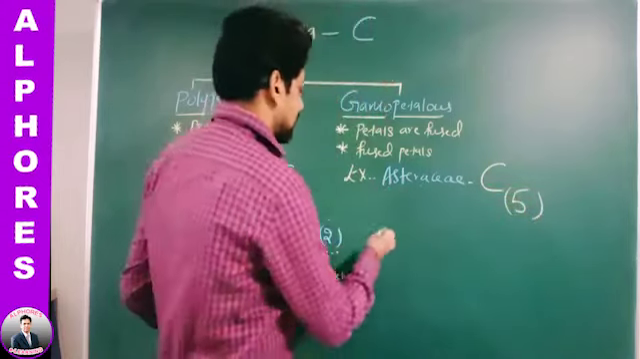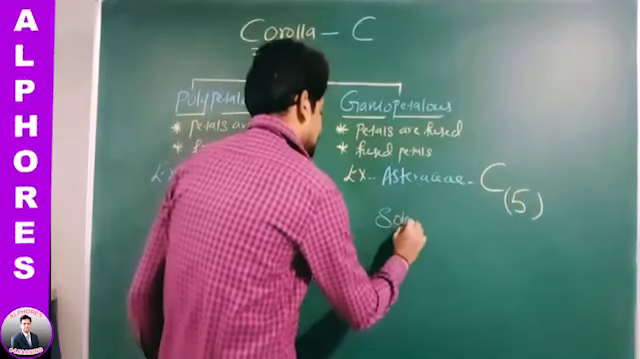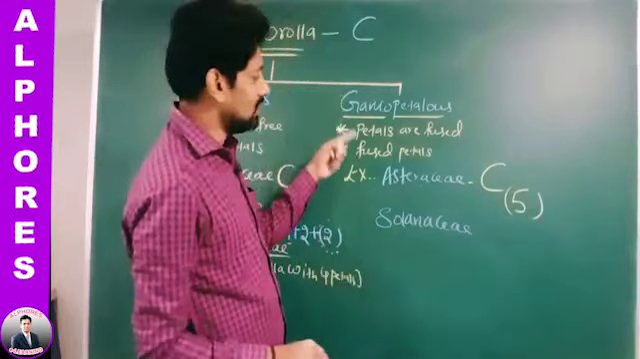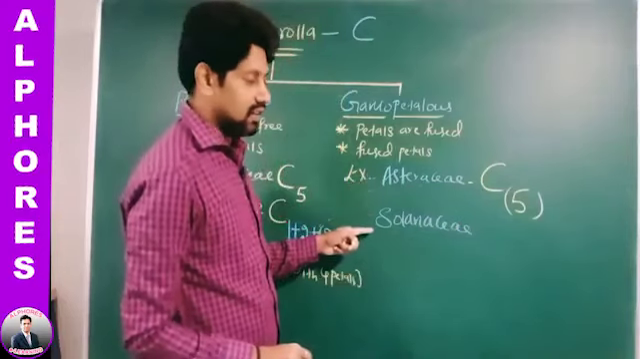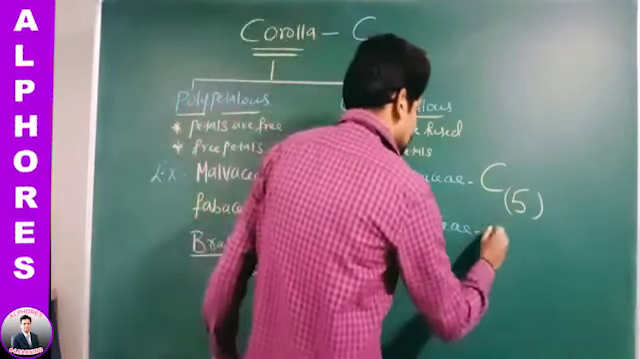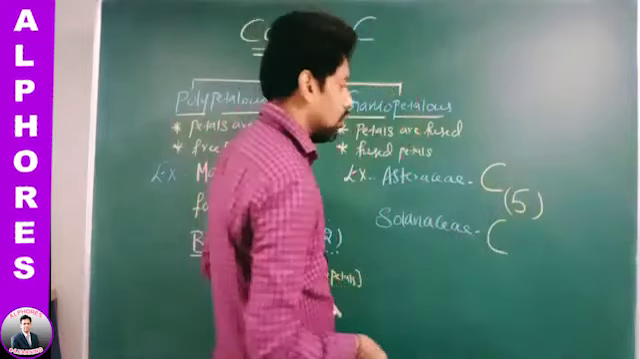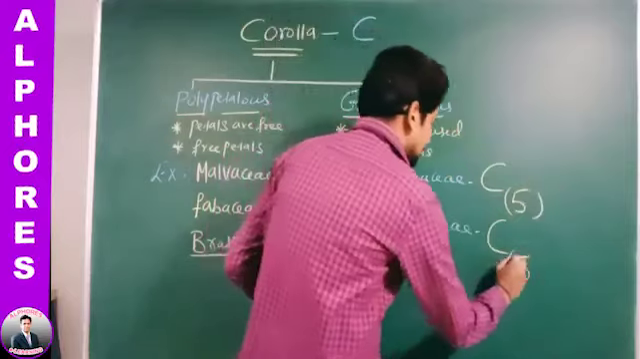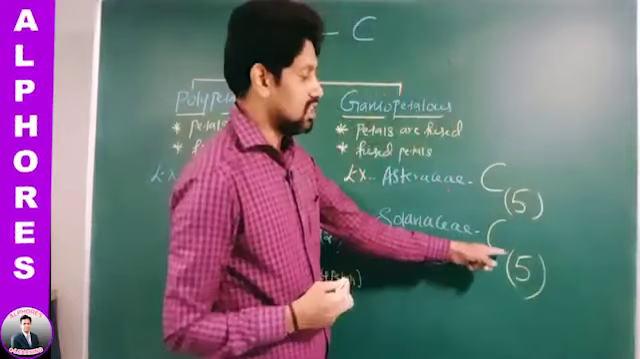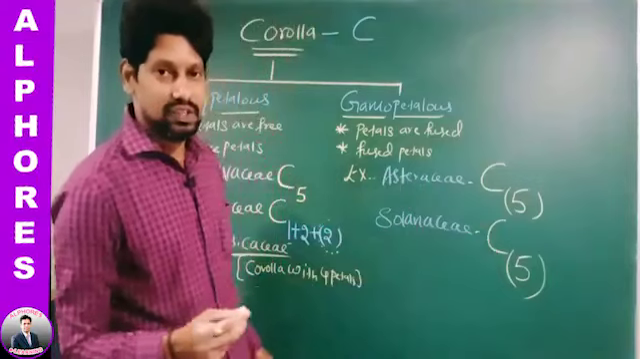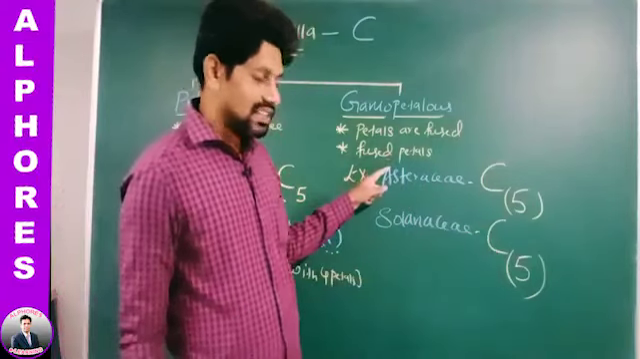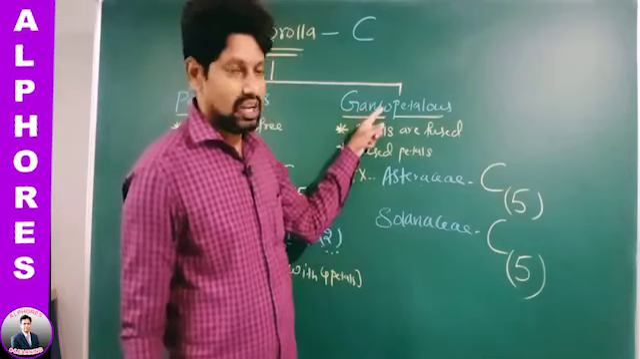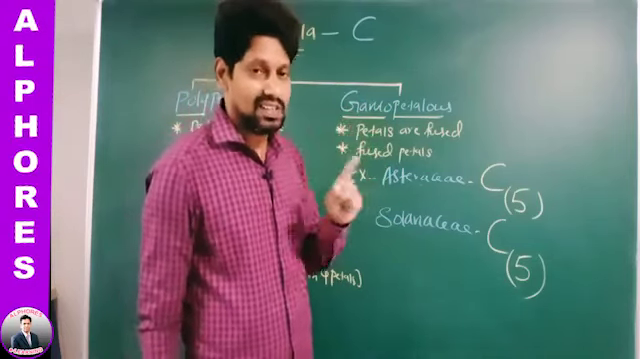Now go for the next family. Solanaceae family. I am writing examples for gamopetalous condition. First one is Asteraceae, second one is Solanaceae. In the case of Solanaceae, the corolla is with how many petals? 5 petals. These 5 petals are fused, so I kept these 5 inside the brackets. Therefore, Asteraceae family and Solanaceae family are examples for gamopetalous condition.